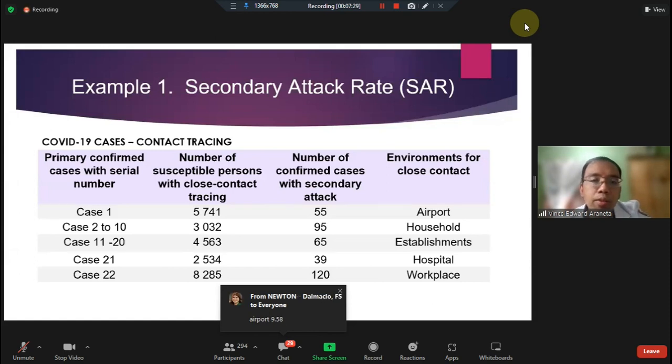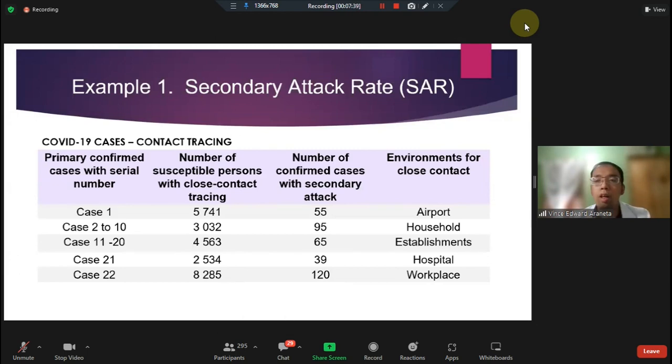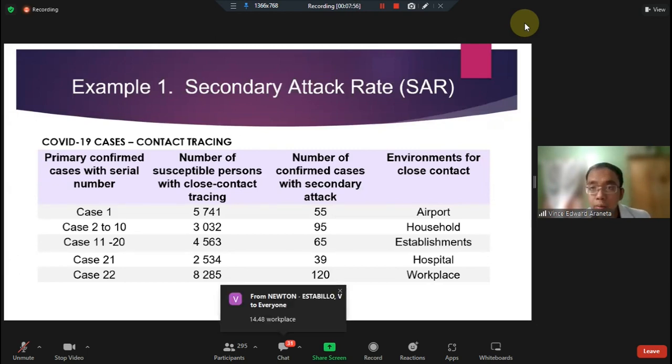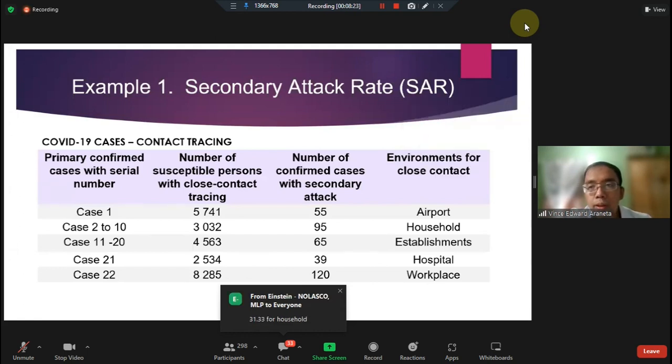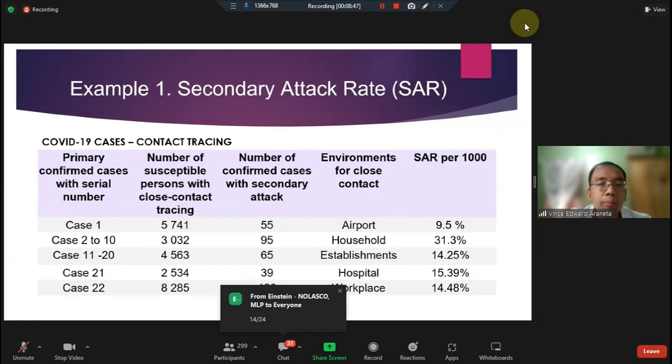9.58 per 1,000 for the airport. Yes. What for the household? 14.48, yes, for the workplace. Hospital 15.39, yes, per 1,000. 31.3 for the household, yes. And how about for the establishments? Maybe someone computed for that. 14.25, yes, for the establishment.